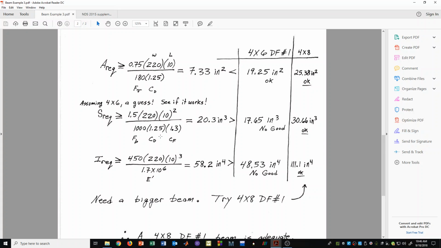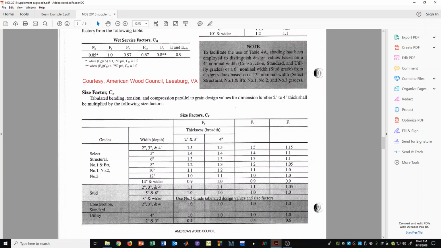Coming back to our problem, we have again the duration factor of 1.25, and then we also have the size factor for a 4x6. We would find that by going back to our supplement and looking at the size factor table. If we note here that we have a grade of Doug fir number one, we have a depth of 6 inches, a width of 4 inches, and we are considering bending, we have 1.3 for C sub F.